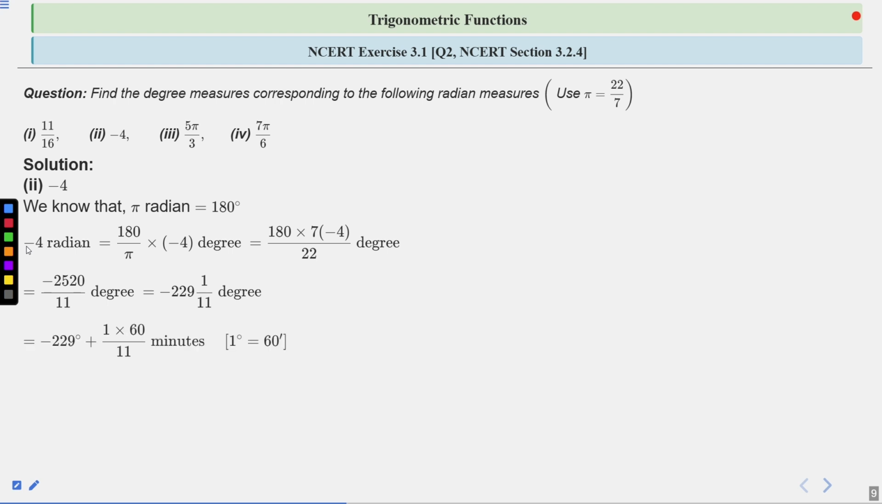Now we can convert 1 by 11 into minutes and seconds. So it will be equal to minus 229 degree plus 1 into 60 upon 11 minutes, and we know that 1 degree is equal to 60 minutes, right? Which is equal to minus 229 degree plus 5 minute plus 5 upon 11 minute, right? So finally we can write it as minus 229 degree 5 minute 27 second, since we know that 1 minute is equal to 60 seconds. Clear? So final answer is minus 229 degree 5 minutes and 27 second, right?